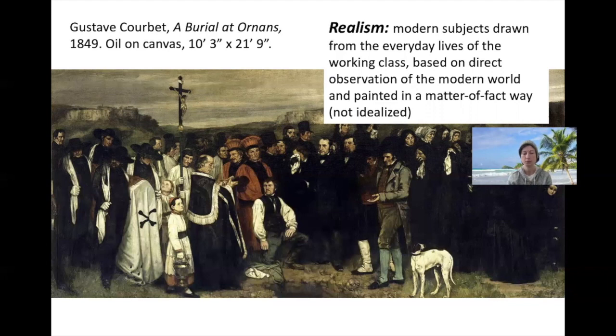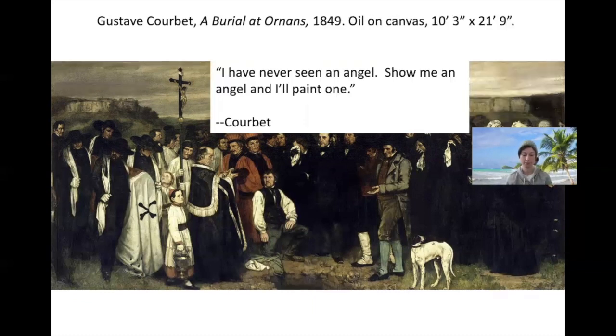He painted these subjects, like this burial of an everyday person in the town of Ornans, in a matter-of-fact way. Nothing would be idealized, nothing would be from the imagination or from mythology or from the Bible. He would in fact say, "I've never seen an angel. Show me an angel and I'll paint one." In other words, he cares only about the observable world.